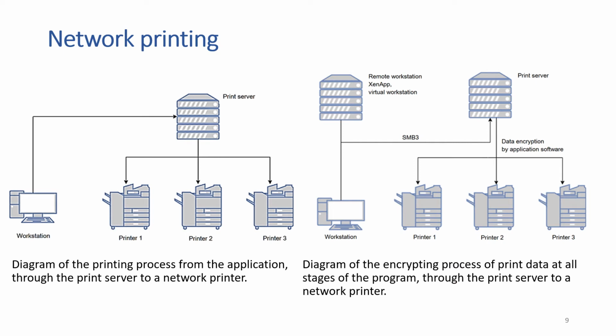The first diagram shows the printing process from the application through the print server to a network printer. The second diagram shows the encrypting process of print data at all stages of the program through the print server to the network printer.